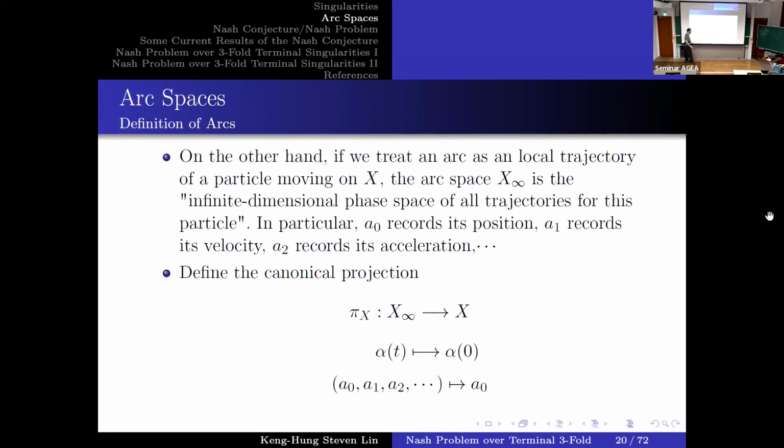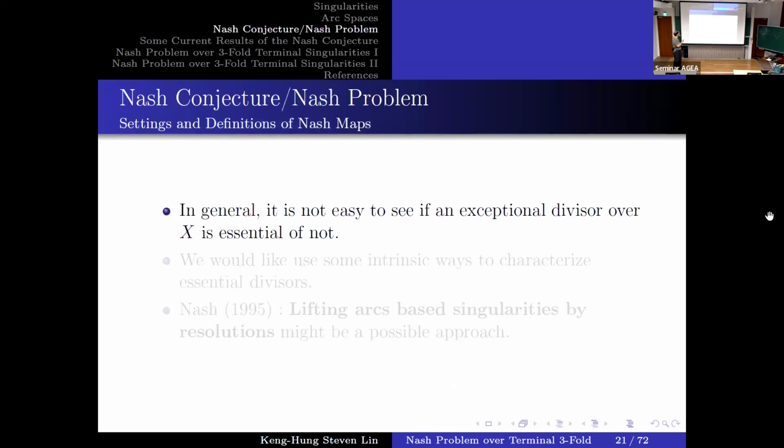So we can treat X infinity as a bundle over X, because it plays the role of a phase space. We can consider the canonical projection from X infinity to X, mapping all the physical information to the position a0. Questions? No. All right.